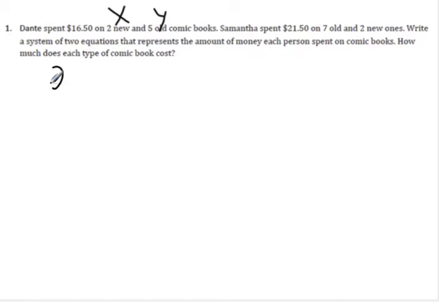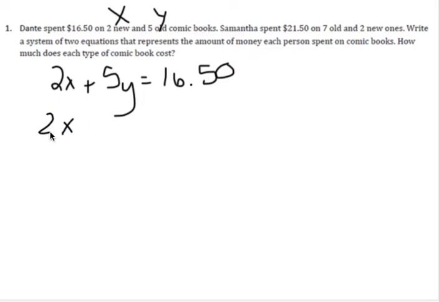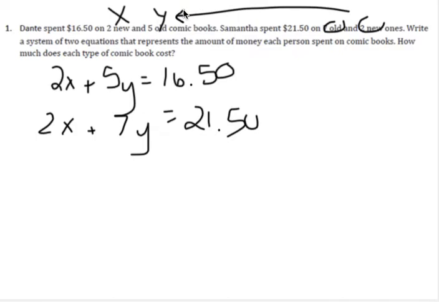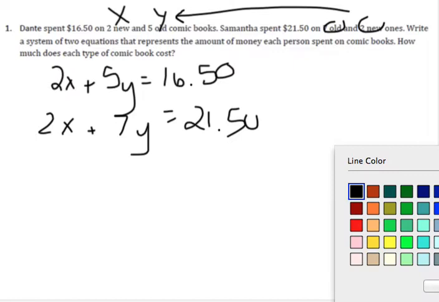So she bought 2 new comic books at price X and 5 old comic books at price Y, and that was equal to $16.50. Okay, then Samantha spent $21.50 on 7 old and 2 new. Well, I want the new to go with the X, so I have 2X and then 7 old at price Y, and that was equal to $21.50. Now notice they flip-flopped them on you, so you really need to be paying attention to what you originally assigned it to.